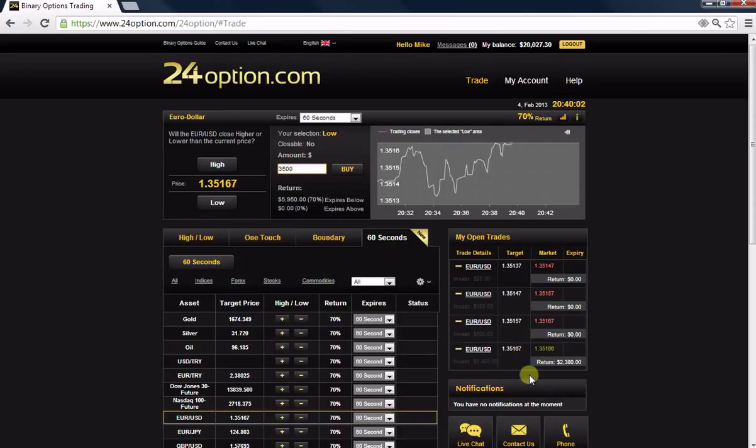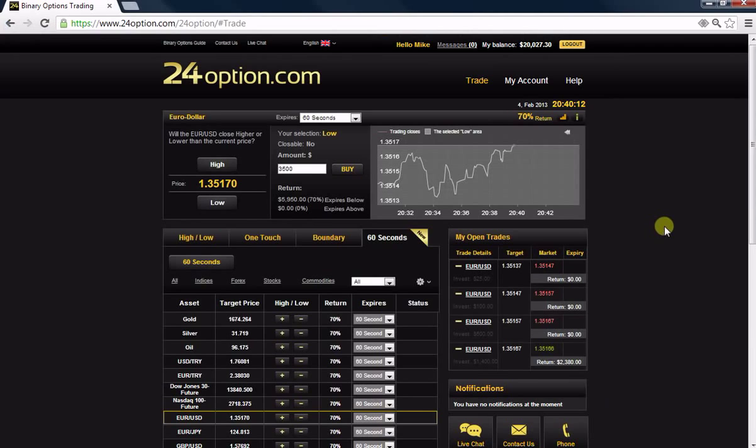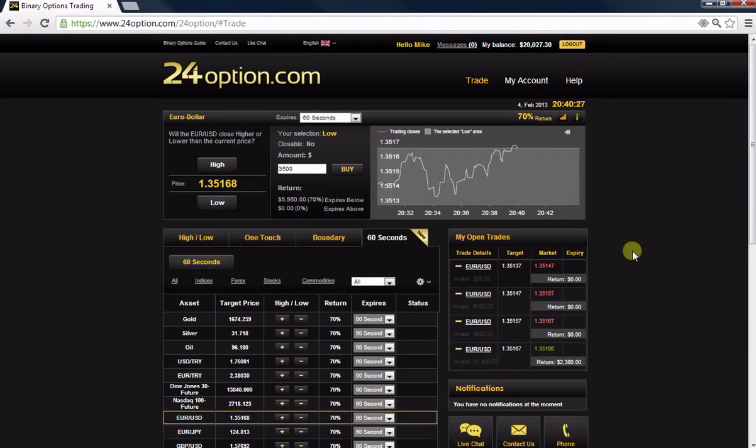Okay, so we had a net return of $2,380. That was on our trade of $1,400. I'm looking at my Excel sheet. It means I profited $355. I took into account the fact that I traded $25, $100, $500, and $1,400, and we profited $355.